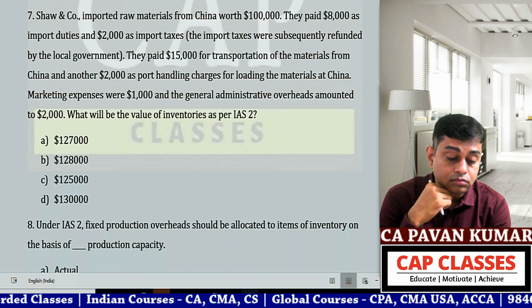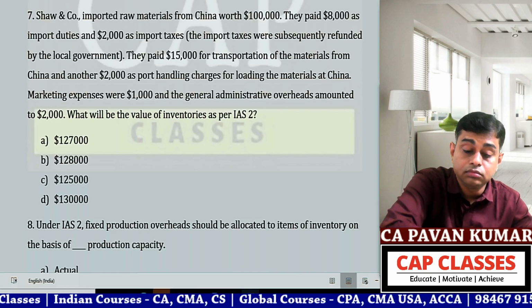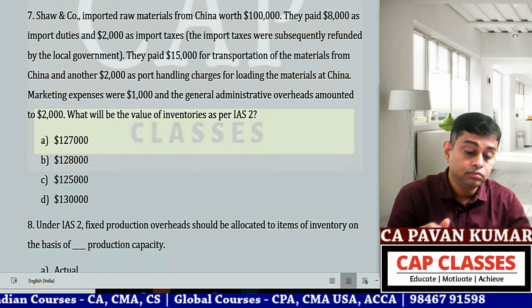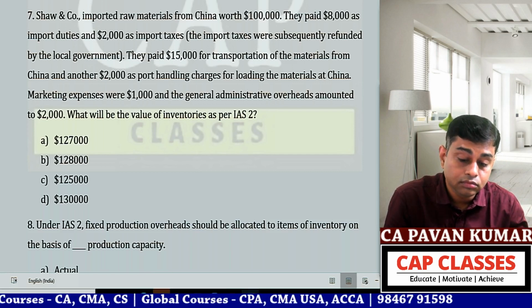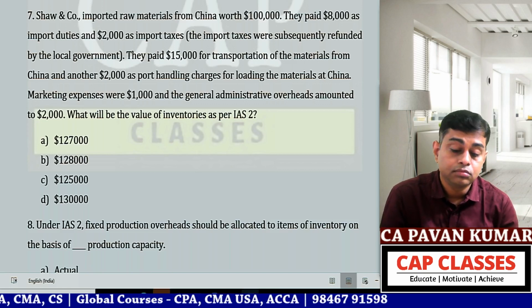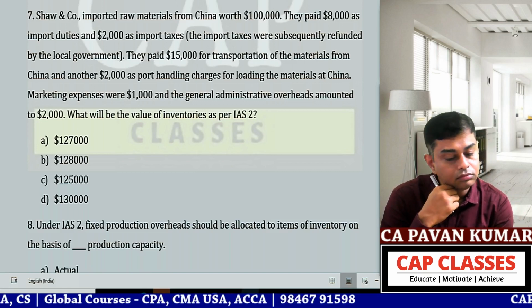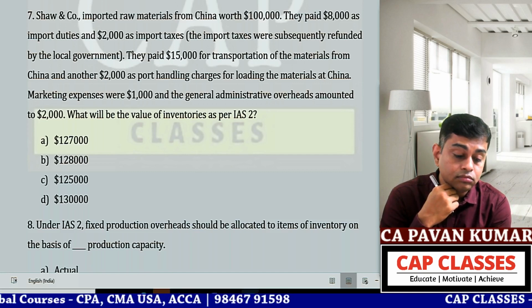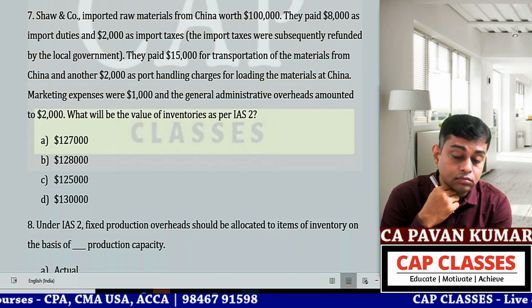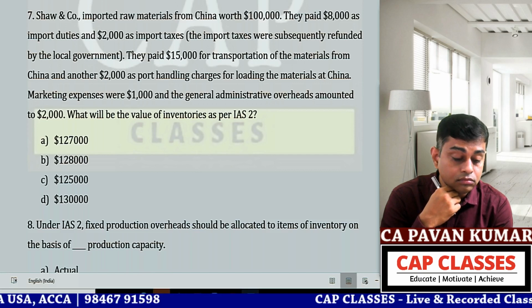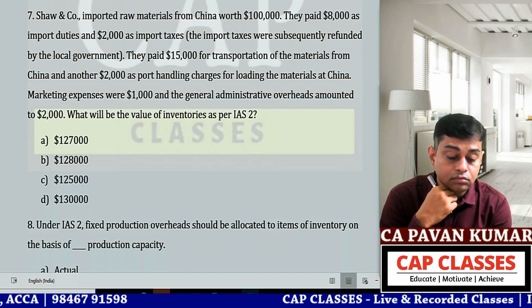Shaw and Co. imported raw materials from China worth $100,000. They paid $8,000 as import duties and $2,000 as import taxes. The import taxes were subsequently refunded by the local government. They paid $15,000 for transportation of the material from China and another $2,000 as port handling charges for loading the materials at China. Marketing expenses were $1,000 and the general administrative overheads amounted to $2,000. What will be the value of inventories as per IAS 2?